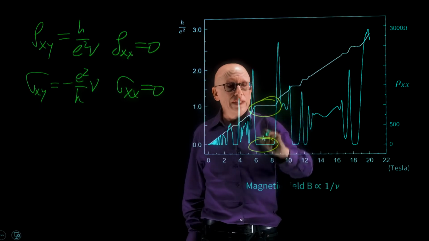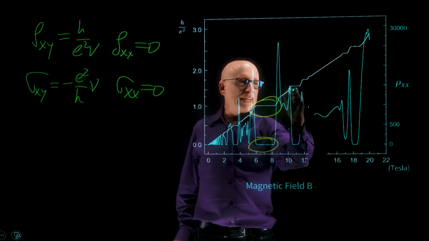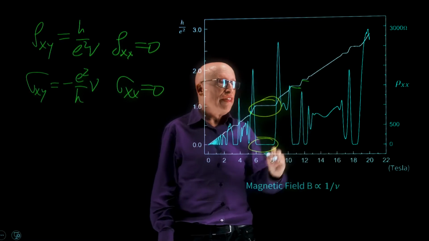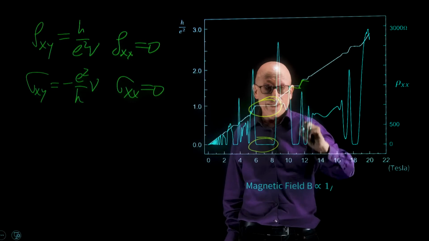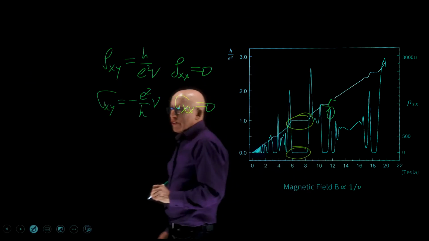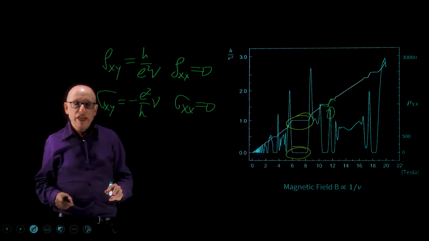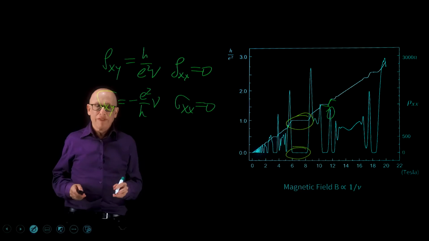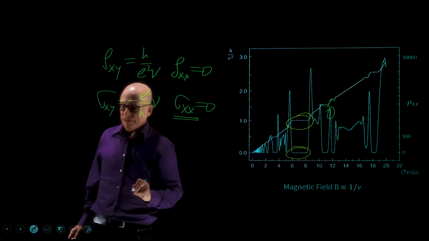Now, in between two plateaus, as we see between any two plateaus like this one and this one, there are regions where sigma xy or rho xy are not quantized and sigma xx is non-zero. So those are the two aspects of this graph, and we'd like to understand them both. And to start with, we will start by thinking about sigma xx.